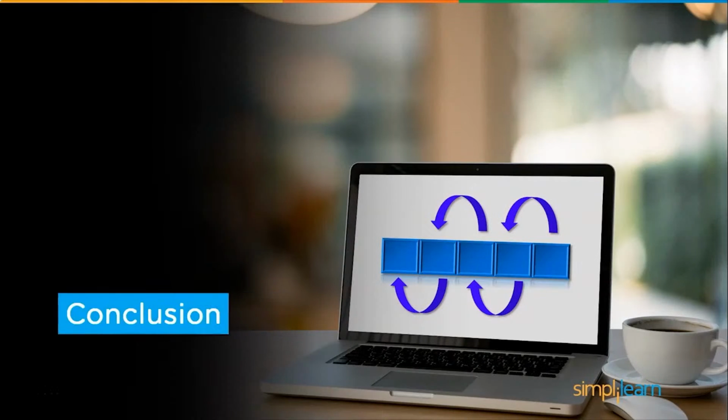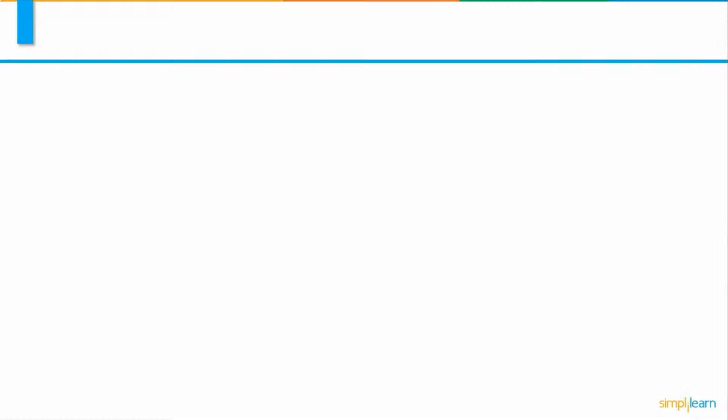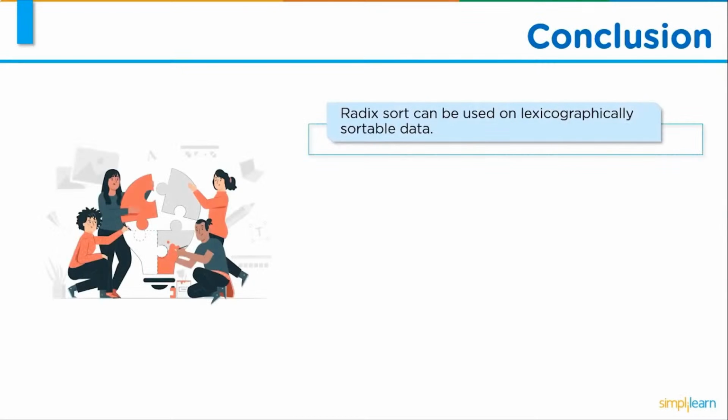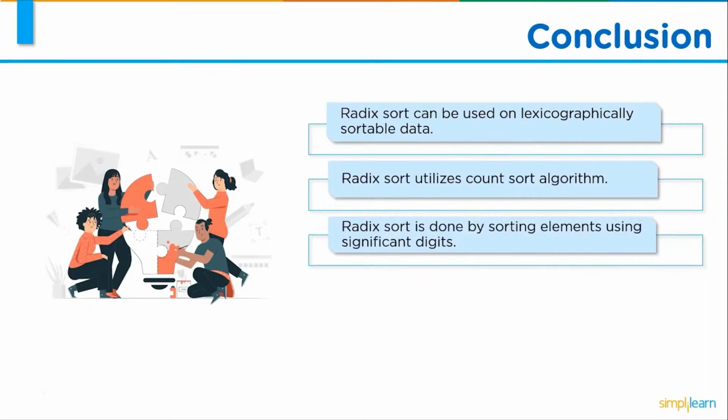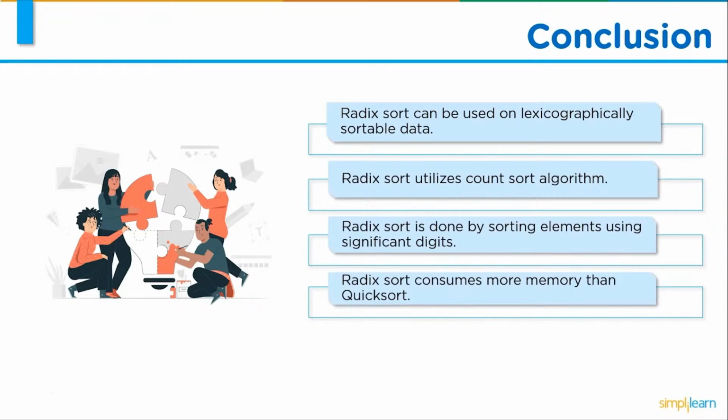At last, let's sum up what we have learned from this session. First up, radix sort can be used on lexicographically sortable data. Next up, radix sort utilizes the count sort algorithm. Next, radix sort is done by sorting elements using significant digits. Finally, radix sort consumes more memory space than quicksort.